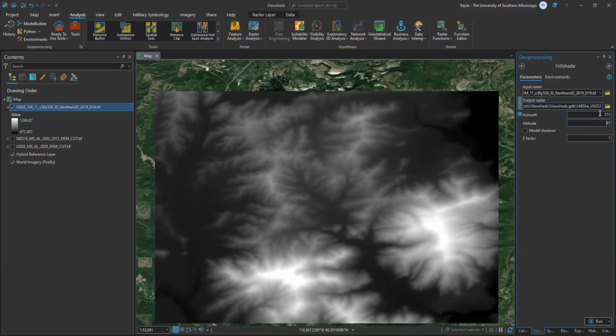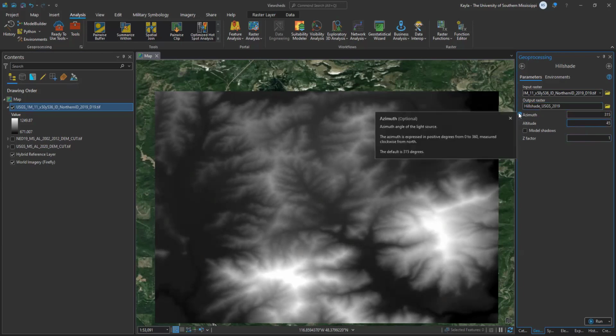It's going to create a new data set to do this. So I'm just going to call this hillshade USGS 2019. I'm going to keep this here for now, and I'm not going to change any of the default factors. The azimuth, if I click on this, is saying that it is expressed as positive degrees from 0 to 360, measured clockwise from north. The default is 315 degrees.